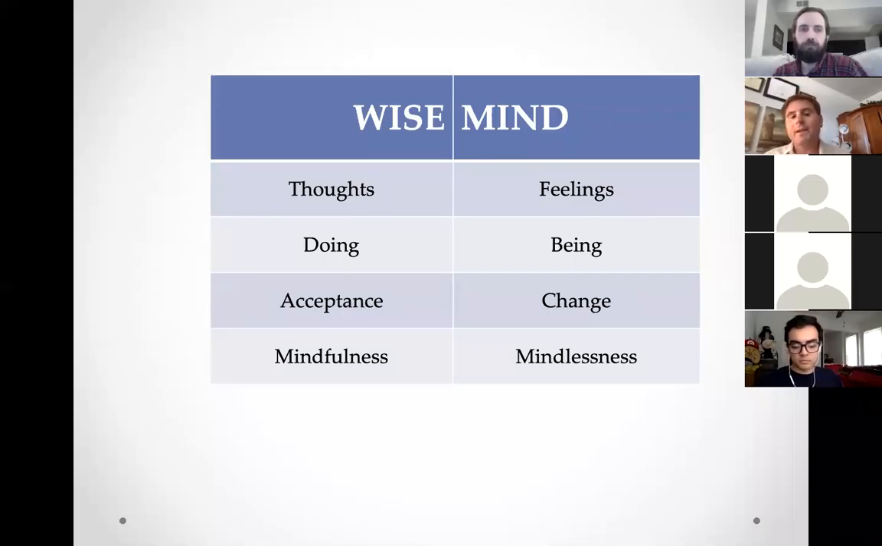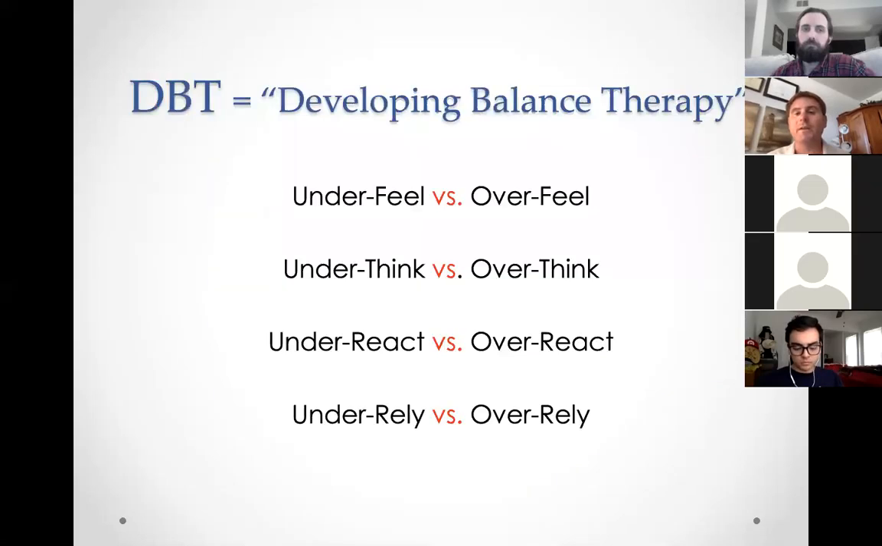So basically, like I mentioned, the wise mind is doing this balancing act. It's helping us balance between thoughts and feelings, between doing and being, acceptance and change, mindfulness and mindlessness. Right? We could go on and on and on. The wise mind is constantly doing this balancing act. And actually, that's what DBT is all about. It's helping our clients learn to be more balanced, find the middle ground with all of the extremes in their life.